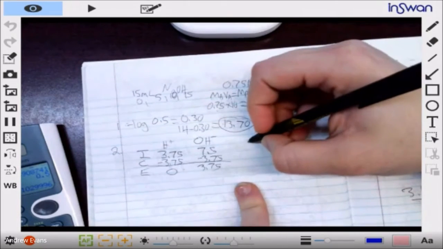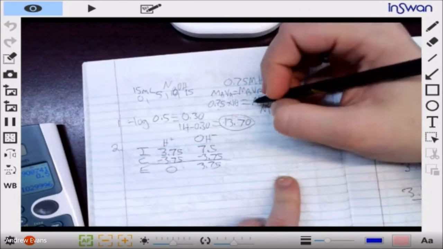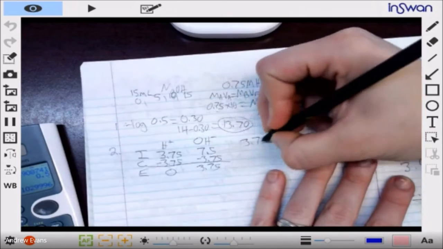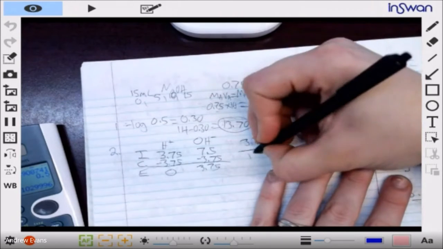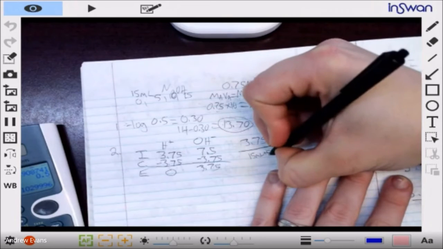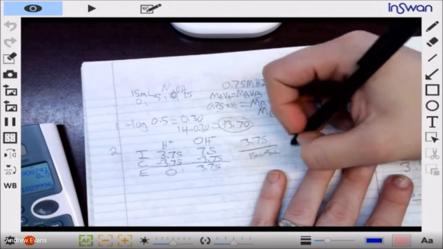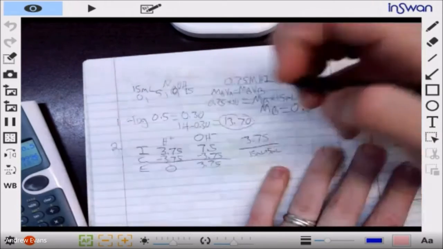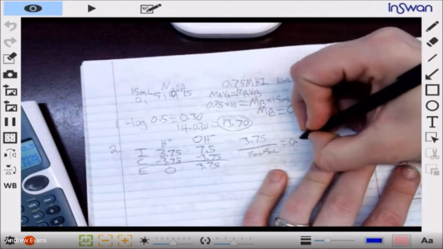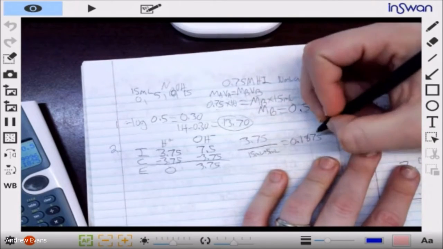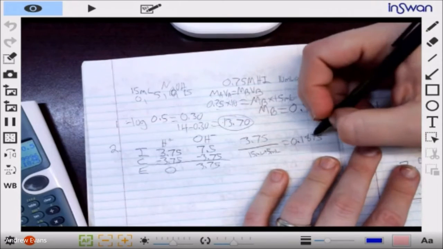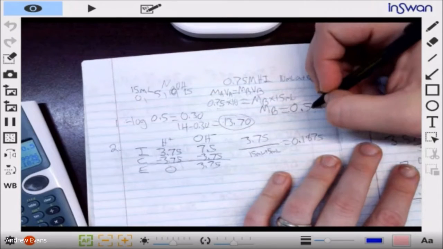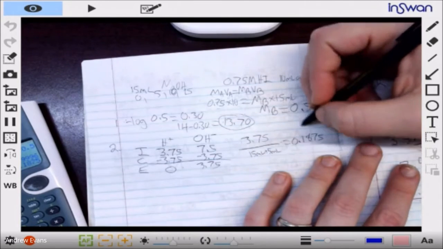Last step is I got to calculate for my dilution. 3.75, we have to add our 15 mils to our 5 mils of acid. So 3.75 divided by 20 is 0.1875. Now, technically, I shouldn't have that many sig figs, but we'll leave them for now. So it went from 0.5 to 0.1875.